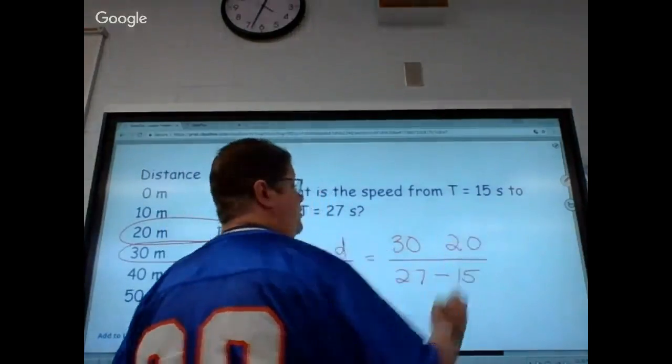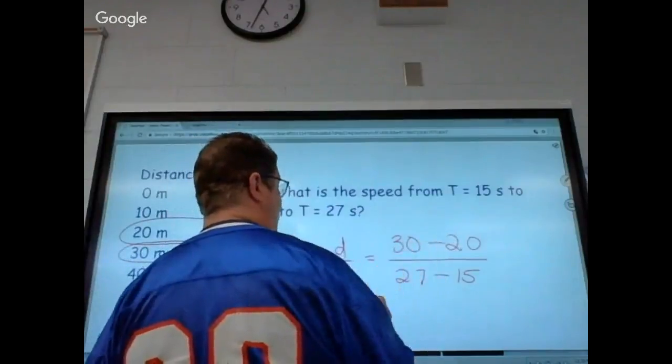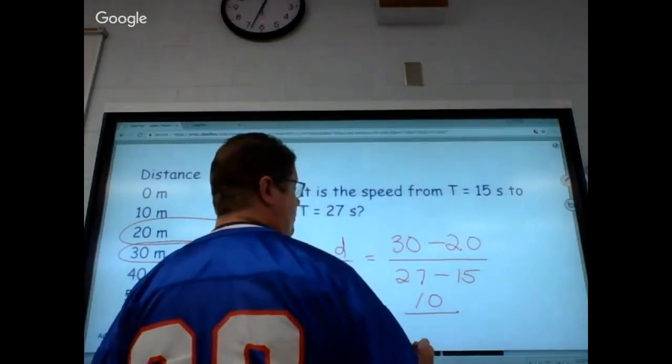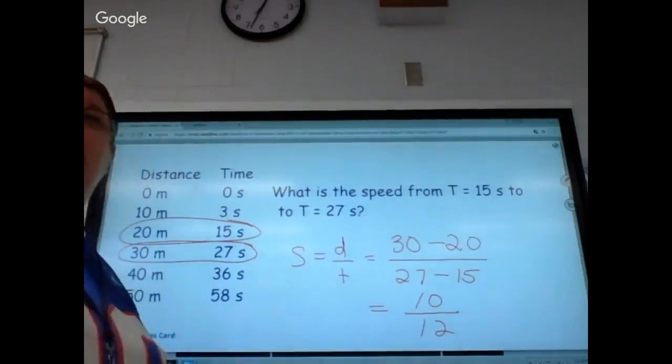Now, what am I going to do with those two distances? I'm going to subtract them. So what's 30 minus 20? What's 27 minus 15? Again, no shame in a calculator if you don't know.